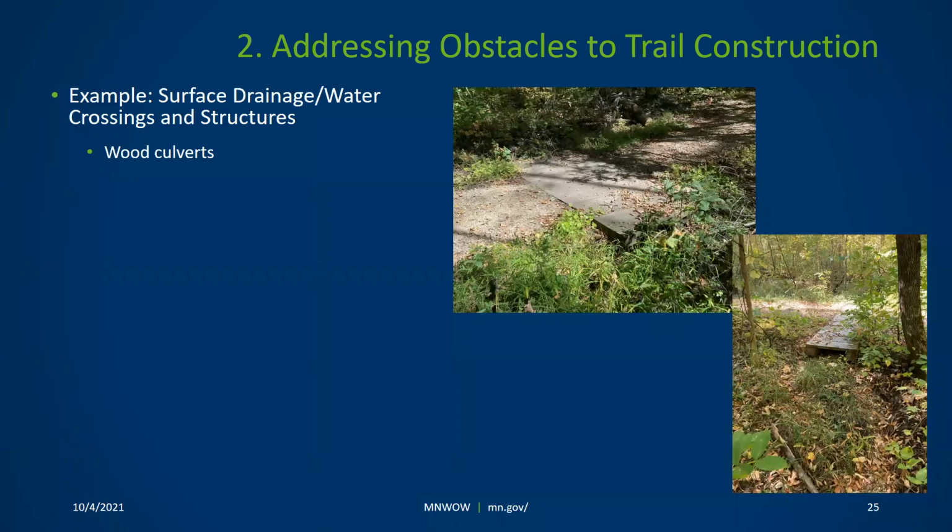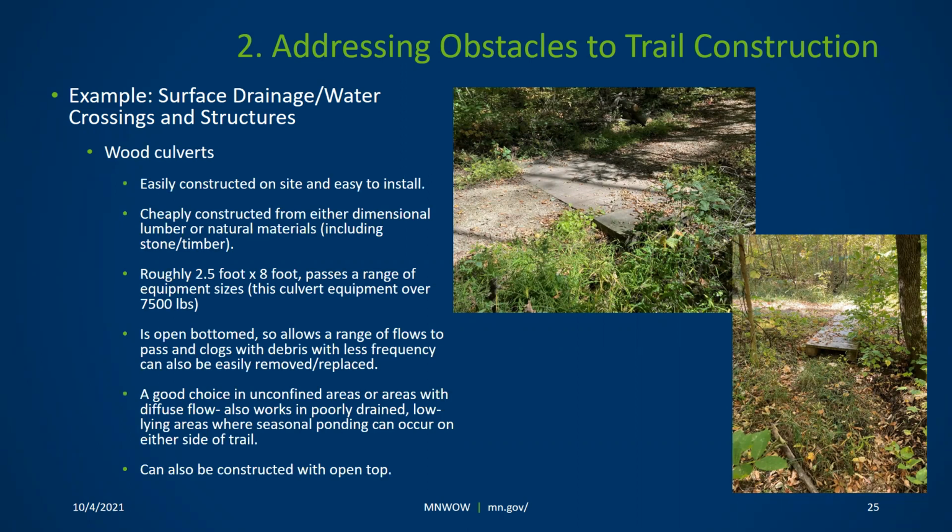Here's an example of some wood culverts we constructed. Easily constructed on site, from dimensional lumber. We used treated lumber, 2.5 by 8 foot. The deck is segmented, so it will pass flow over the top, but also allow water to go through the deck.